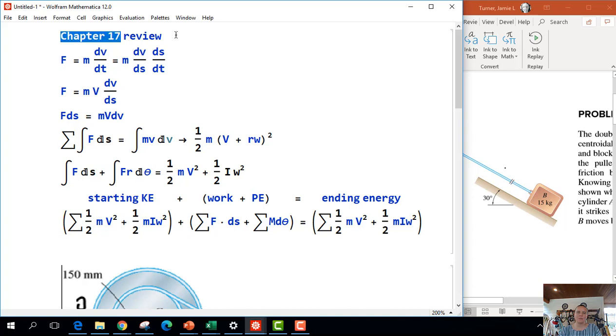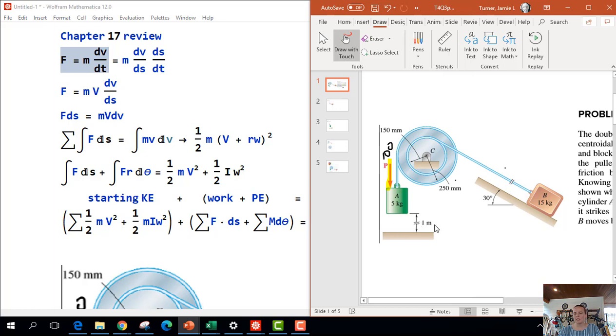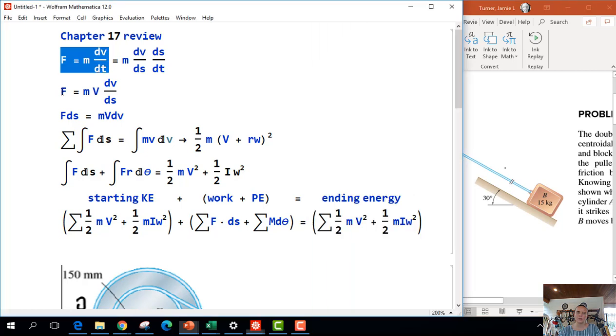Okay, chapter 17 review. This is all coming from our good old F equals ma again. For problems where you have displacements happening, so A is traveling 1 meter, B is, we'll figure out how far B has gone, C is rotating. There's nothing with time here, so that's why it's going to translate over to this work and energy balance equation.